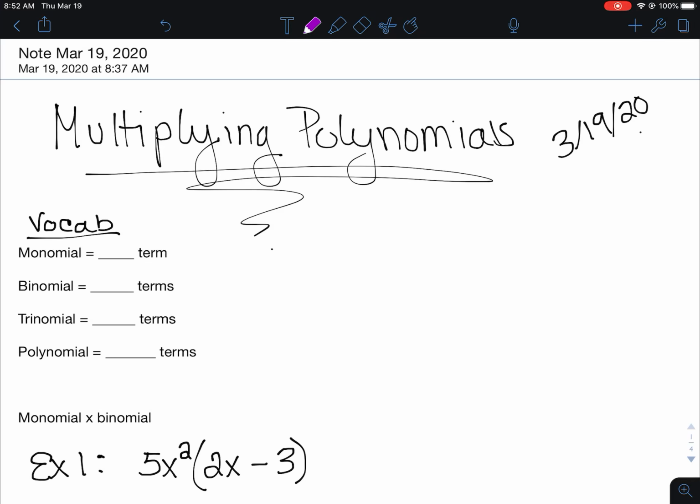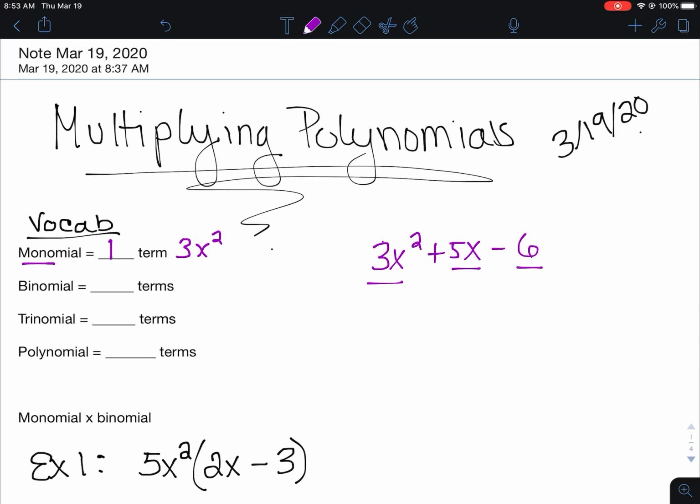So multiplying polynomials here, I just want to start with some quick vocab. Polynomials is a general term for an algebraic equation that has multiple parts, so multiple terms, and each term is something that's separated by addition or subtraction. So for example, 3x squared plus 5x minus 6. Each one of these pieces is considered a term because it's separated with addition and subtraction. So a monomial, if you look at the prefix mono, that means 1. That's something that has one term, like maybe just 3x to the second.